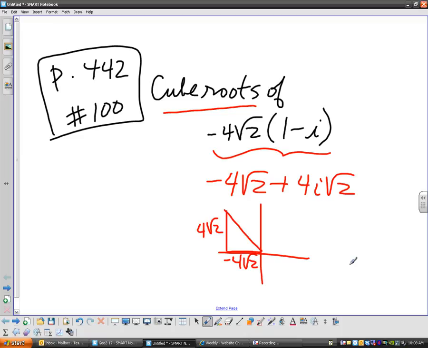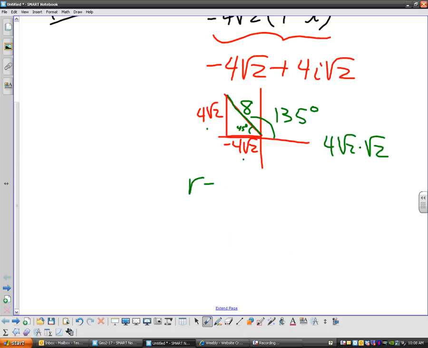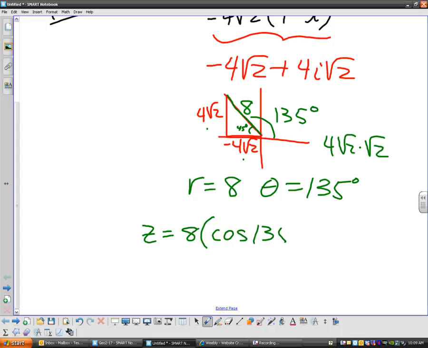So that gives us the angle here of 135 degrees because this is a 45-degree angle. And then for the hypotenuse, we have 4 radical 2 times radical 2, which is 8. So r is 8, and theta is 135 degrees. So to rewrite z in polar form, we have 8 times the quantity of the cosine of 135 plus i times the sine of 135.